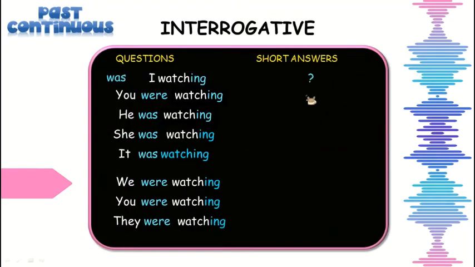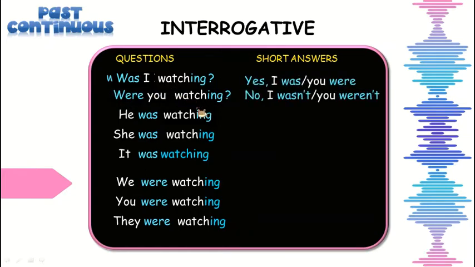Now, how do I form the question, or the interrogative form? Now, with I, I put was at the beginning. I just switch the subject and the verb, and of course I never forget that question mark, because it's not a question without that question mark. So, was I watching? Were you watching? Okay, if I want to answer those questions, I will say yes, I was. Yes, you were. Or no, I wasn't. No, you weren't. Okay?